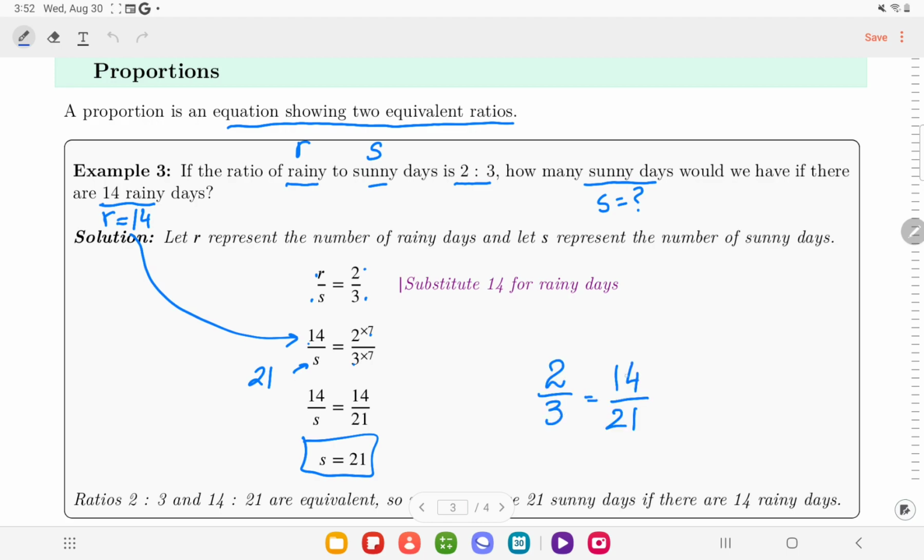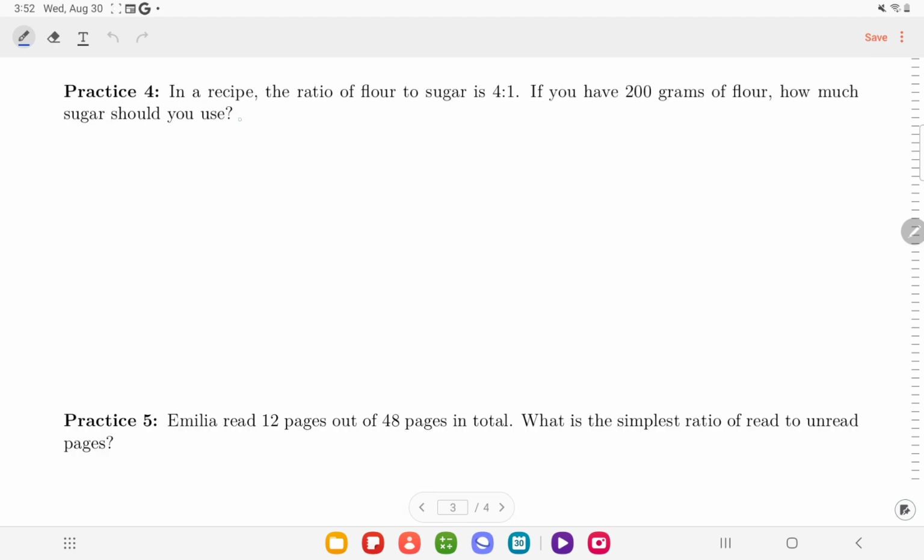2 over 3 and 14 over 21 are two equivalent fractions, and this is an example of a proportion. In a recipe, the ratio of flour to sugar is 4 to 1. Let's represent flour with letter F and sugar with letter S. We have flour to sugar equals 4 to 1.